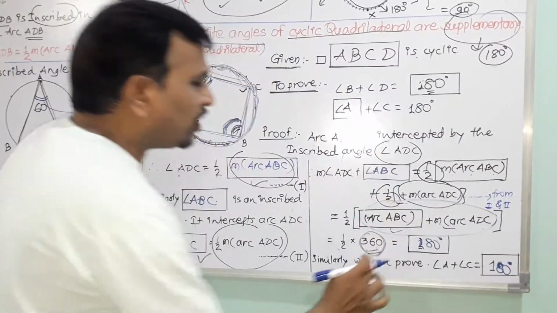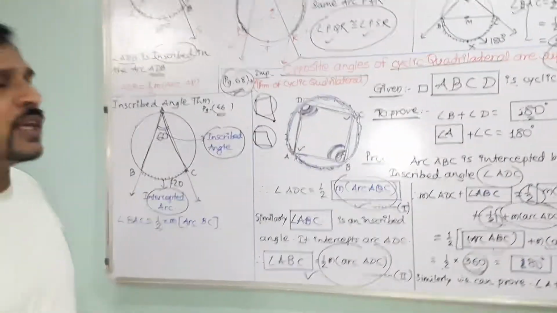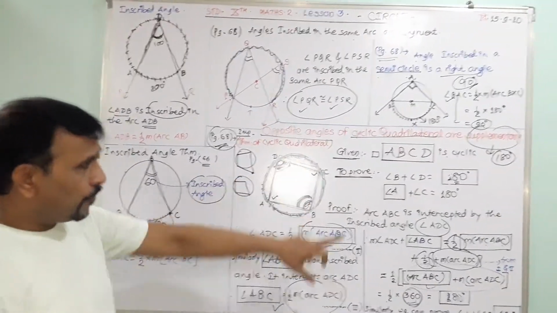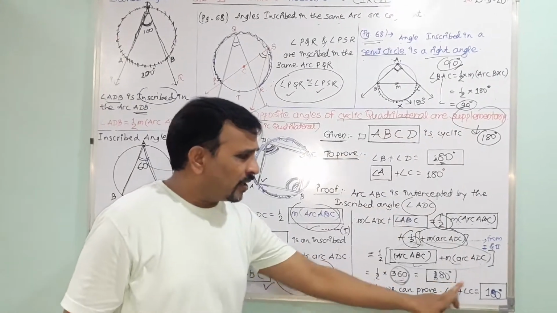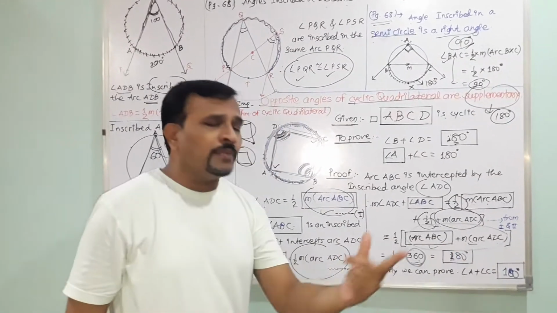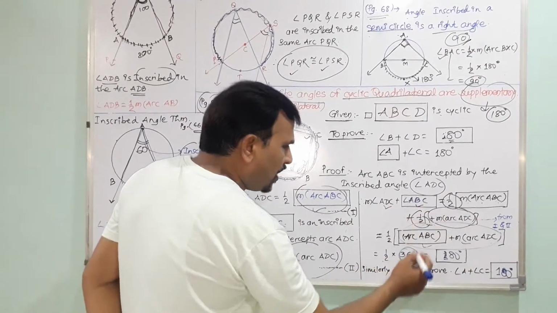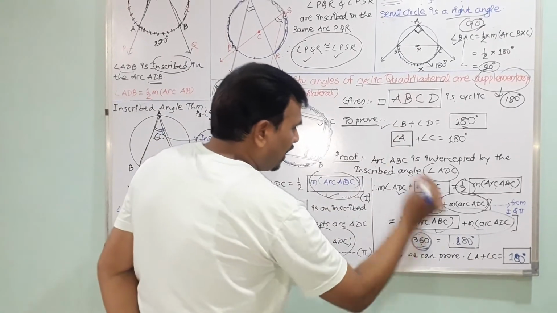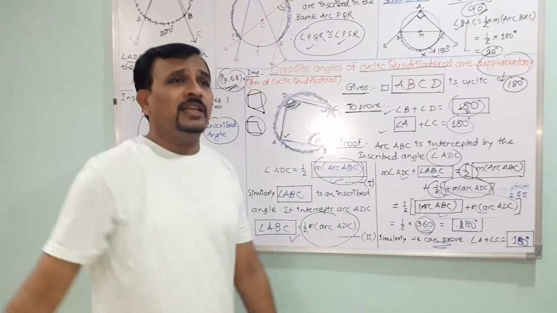We have to complete these blanks in the exam. This is a very important and useful theorem to solve practice set 3.4. Therefore, opposite angles of a cyclic quadrilateral are supplementary. Supplementary means their sum is 180 degrees. Here angle D plus angle B is 180. Similarly, angle A plus angle C is 180. We can prove it very easily.